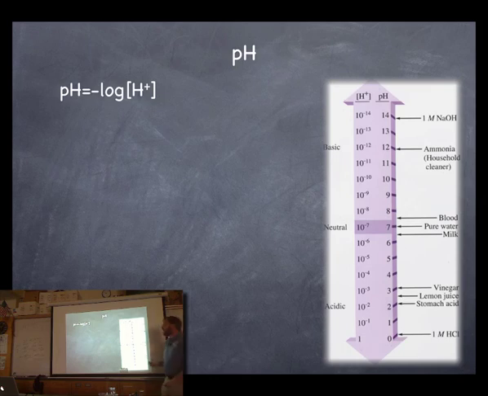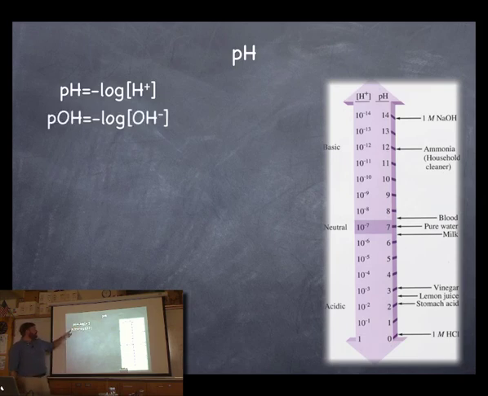Okay? Now, in addition to pH, we can talk about the P of anything we want, because it's simply taking the negative log of it. So we can talk about pOH. P stands for negative log of whatever the stuff is. That's what the P stands for. There's no word, doesn't mean anything.